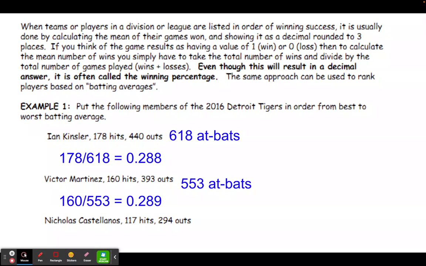Now, our last player had 117 hits and 294 outs for a total of 411 at-bats, and so his batting average works out to be 0.285. So notice that even though Ian Kinsler had the most hits, his batting average did not work out to be the highest out of these three.